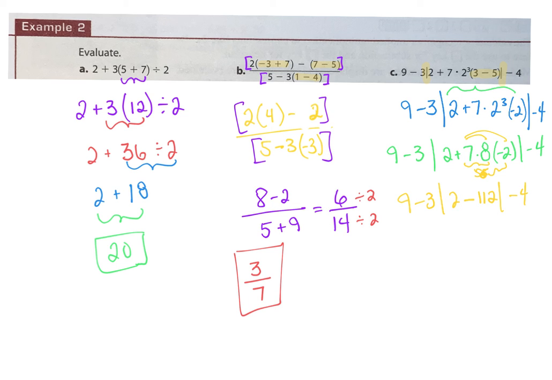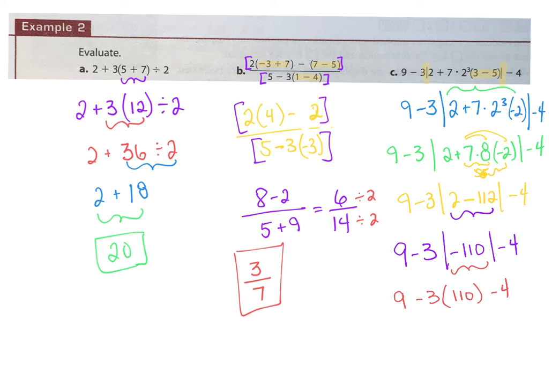I still have a grouping. It is my absolute value, so I'm going to do this part first. 9 minus 3. What is 2 minus 112? Negative 110. So we say 112 minus 2, and my negative was bigger. All right? How do I handle that absolute value? What is this going to actually be when I apply it? It's going to be a positive, right? So 9 minus 3 times positive 110 minus 4.